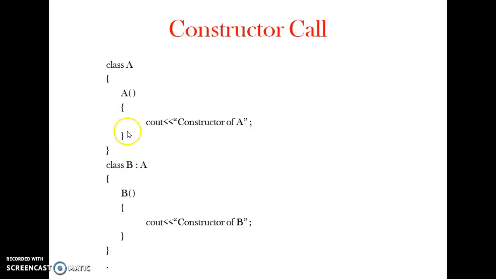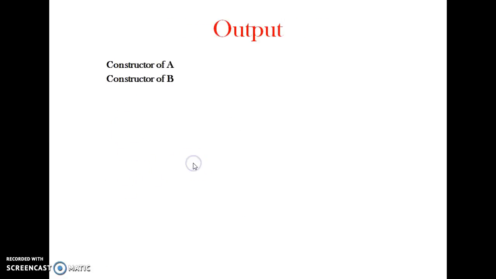Suppose here an object of B class is created, then the output will be seen like this: constructor of A and constructor of B. This shows that even if an object of the derived class is created, it will call all the parent class constructors also. That is, the child class or the derived class constructor will be called later, and before that the parent class constructors will be called.